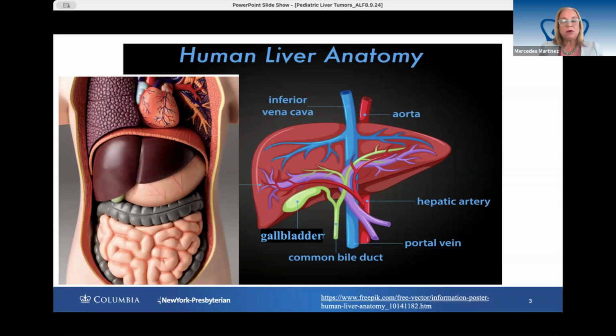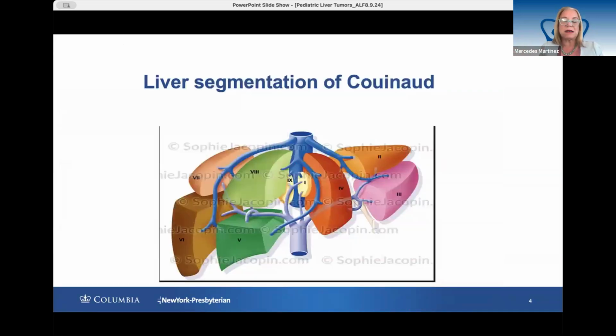The blood leaves the liver to the heart via the inferior vena cava, and we also have the common bile duct that brings the bile flow produced by the liver to the gallbladder and intestines. Now we have this high view of the liver. I'm going to introduce a few more details that might be relevant for patients with liver tumors when we are talking about location and resections.